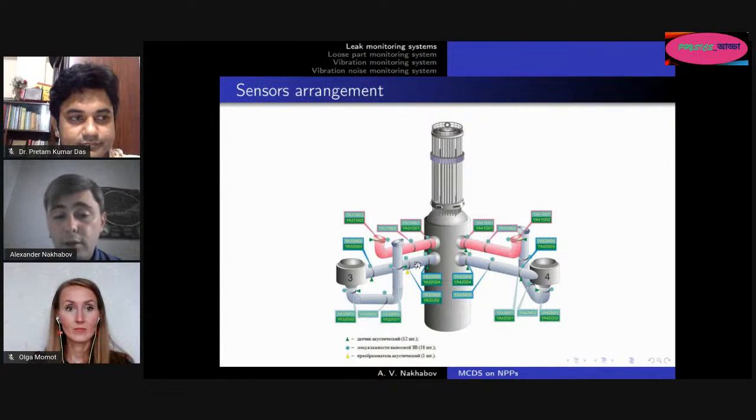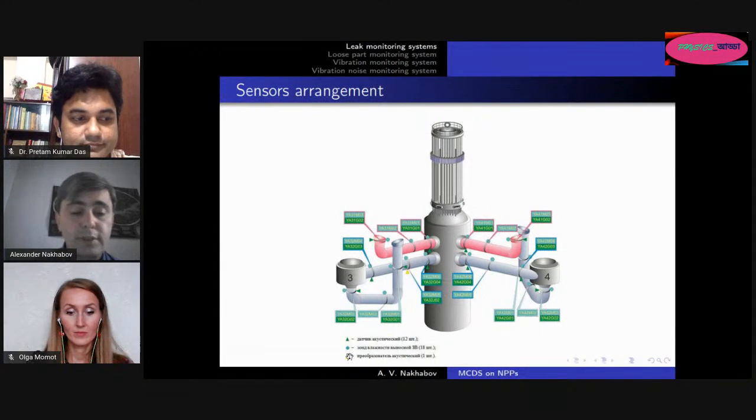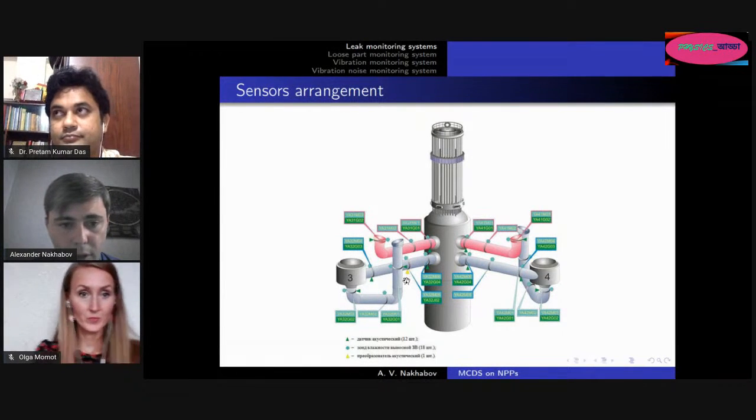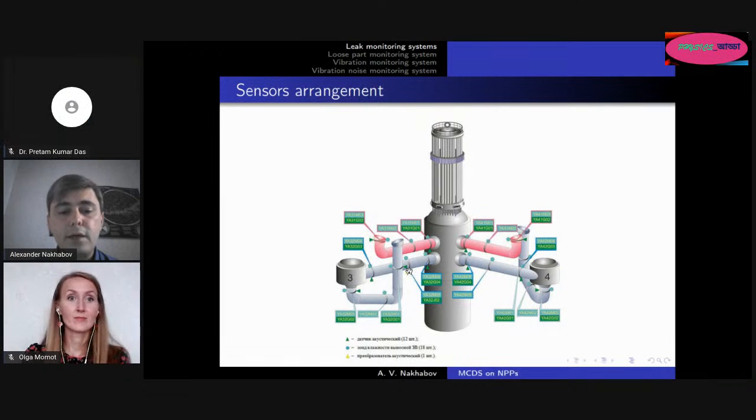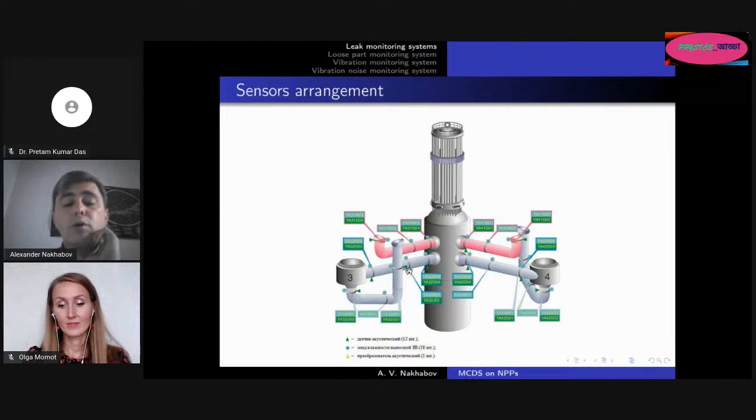So you see green triangles. They stand for acoustical sensors, 12 pieces for this kind of system. Blue circles stand for humidity sensors, 18 pieces, and yellow triangles, only one, I guess. It's an acoustical transducer, a special acoustical transducer, only one piece for some specific purposes.